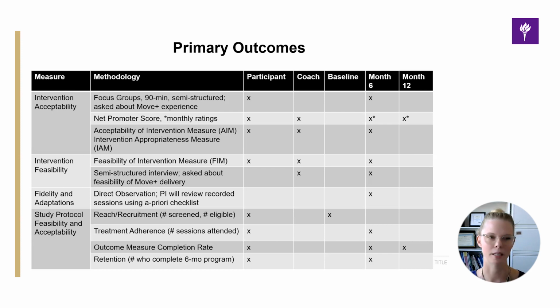Was there things we could have done differently? We also are collecting measures. It's AIM, FIM, and IM. It's Brian Weiner's measures for acceptability and feasibility. They're very short. I think they're 4 items. So a really great measure to add if you're looking at acceptability, feasibility measures. And then we're looking at study protocol stuff. So reach and recruitment, treatment adherence, how many participants are completing our outcome measures? Are we retaining everybody? If we're having dropout, is it differential by experimental condition?